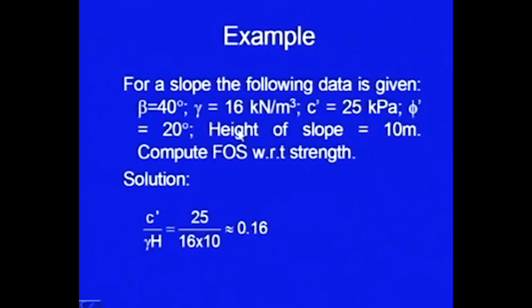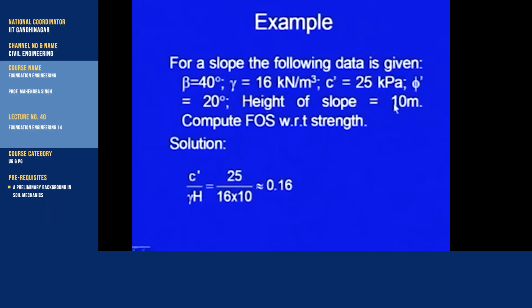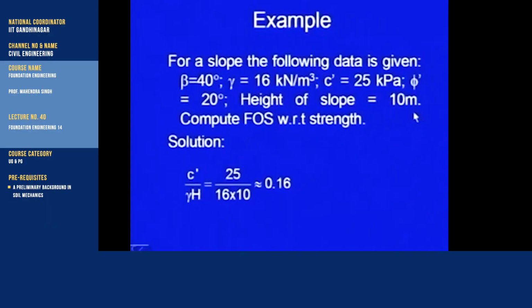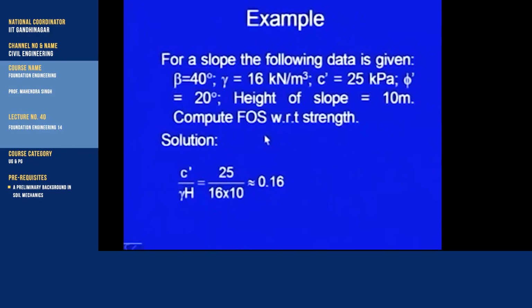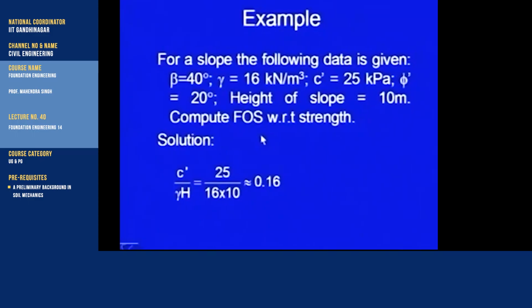Let us again take an example. This is given, there is a slope and data is as follows. Beta, the slope angle, is 40 degree, gamma is 16 kilonewton per meter cube, c dash is 25 kPa, phi dash is 20 degree, height of slope is 10 meter. In fact, it is the same problem which we solved some time back, and we have to compute the factor of safety with respect to strength.